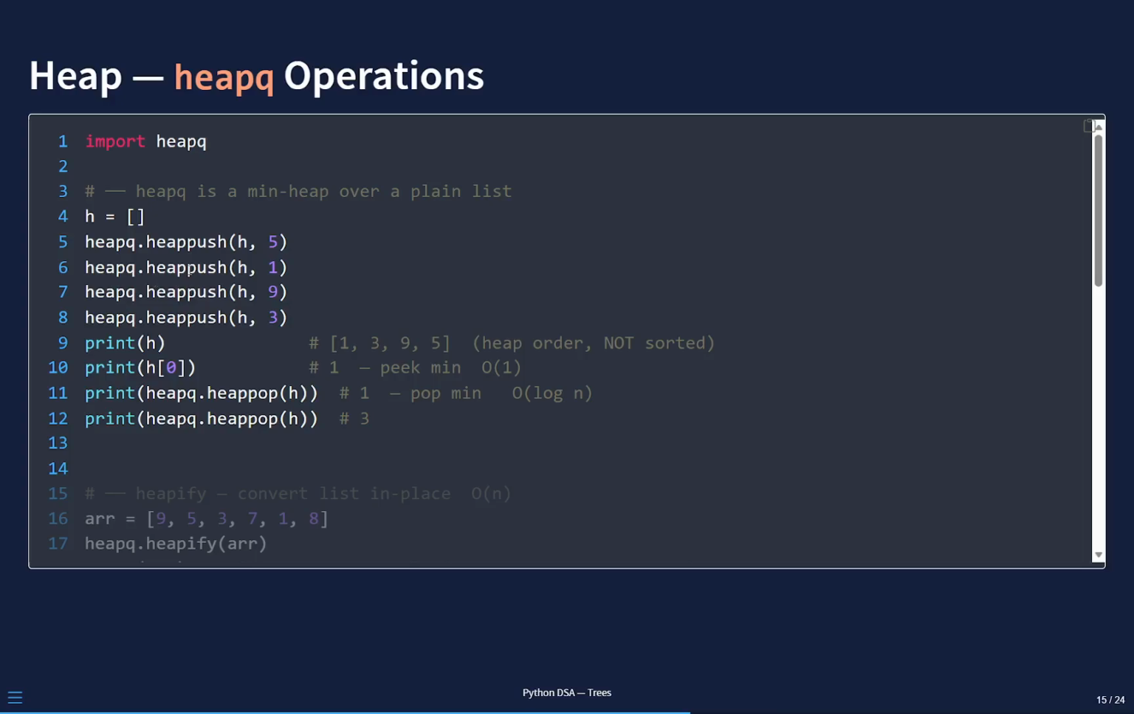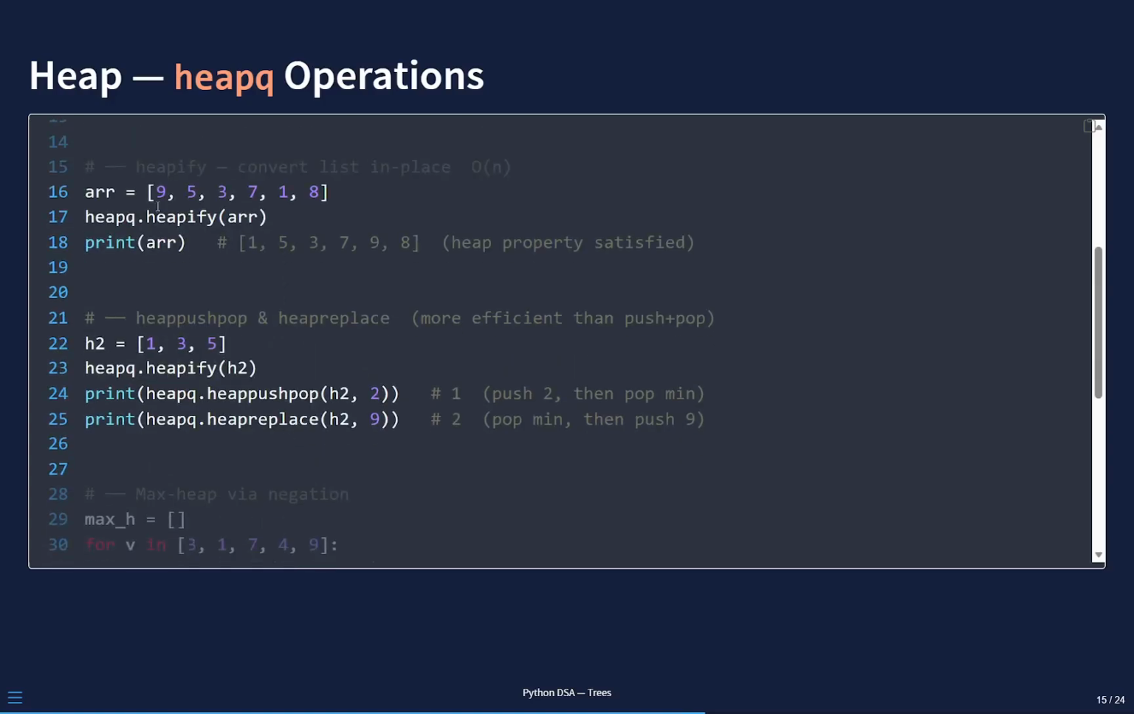Click. Push and pop. heappush inserts a value and sifts it up to its correct position, O(log n). heappop removes and returns the minimum, sifts the replacement element down, O(log n). After pushing 5, 1, 9, 3, the heap list is [1, 3, 9, 5]. Heap order, not sorted order. But h[0] is always the minimum, and pops always return elements in ascending order.